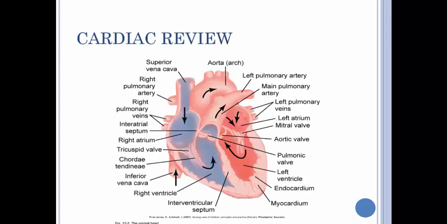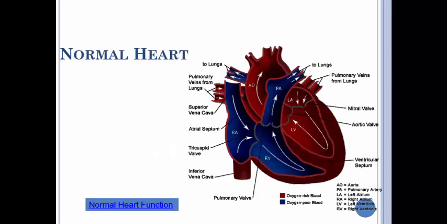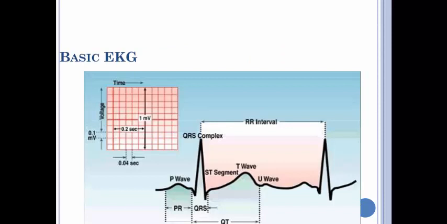This is a review of the cardiac anatomy. So you need to familiarize yourself again with where different valves are and what the normal flow through the heart is so that you can understand when something is abnormal. So again, normal heart function. Basic EKG, which I know you're now getting in 251, so you should be able to look at an EKG and determine what is normal and abnormal.